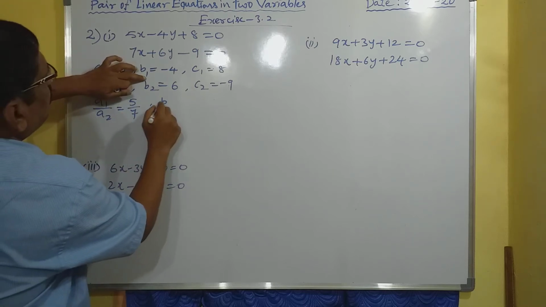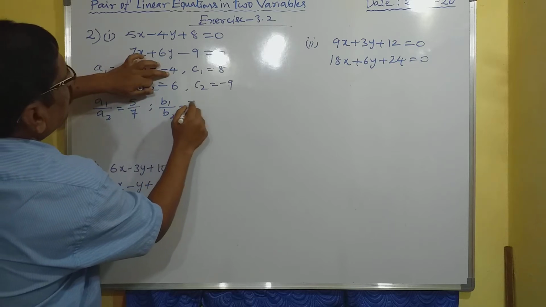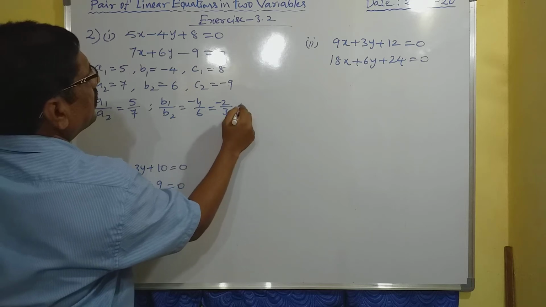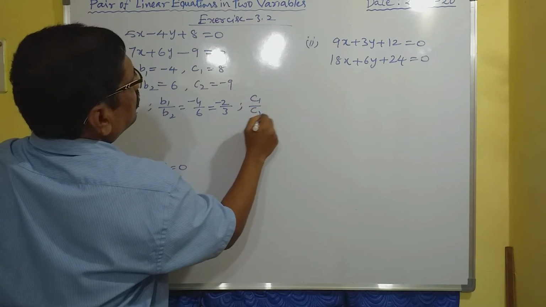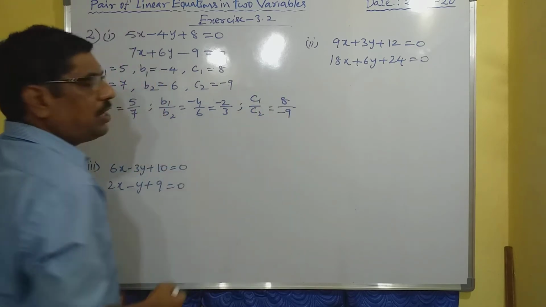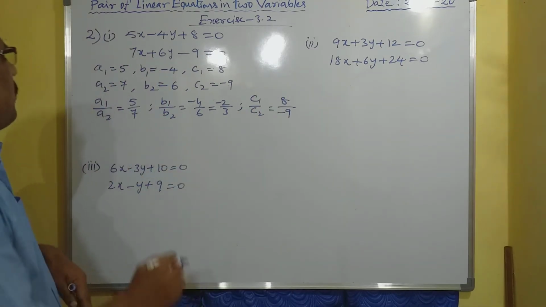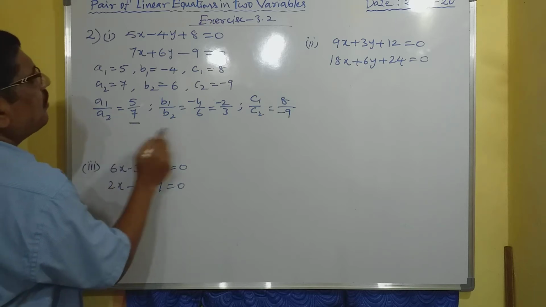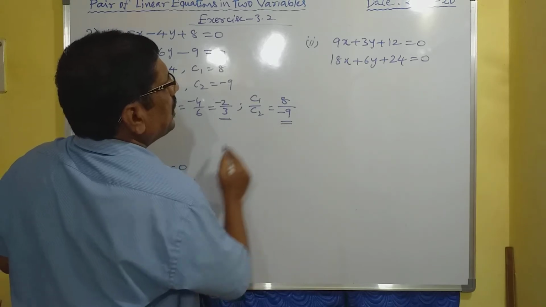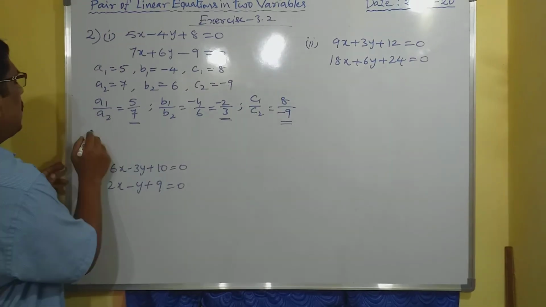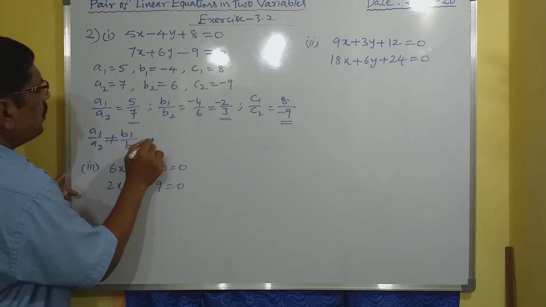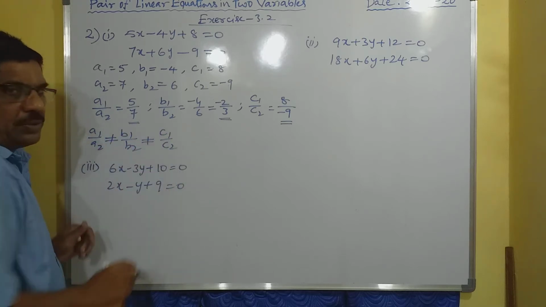And what is B1 by B2? B1 by B2 is minus 4 by 6. By cancellation we get minus 2 by 3. And what is C1 by C2? C1 by C2 is 8 by minus 9. See, here we get different values. A1 by A2 is 5 by 7, B1 by B2 is minus 2 by 3, and C1 by C2 is 8 by minus 9. Here A1 by A2 is not equal to B1 by B2 is not equal to C1 by C2.